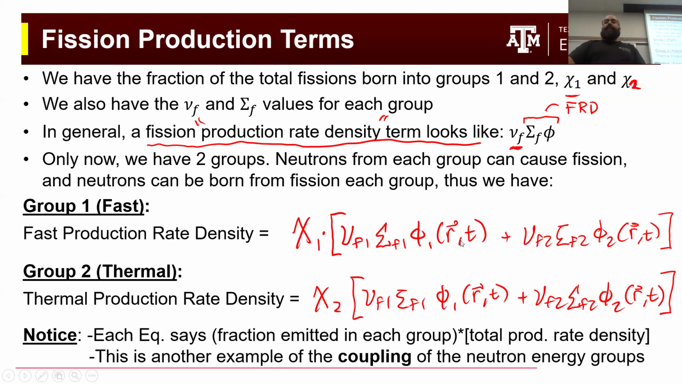And we already saw this when we drew our little picture, but mathematically this is also helping us see that there's coupling between my different energy groups and that fast and thermal neutrons can cause fissions. Some of those fissions will result in neutrons being born into group one. Some of those fissions will result in neutrons being born into group two.